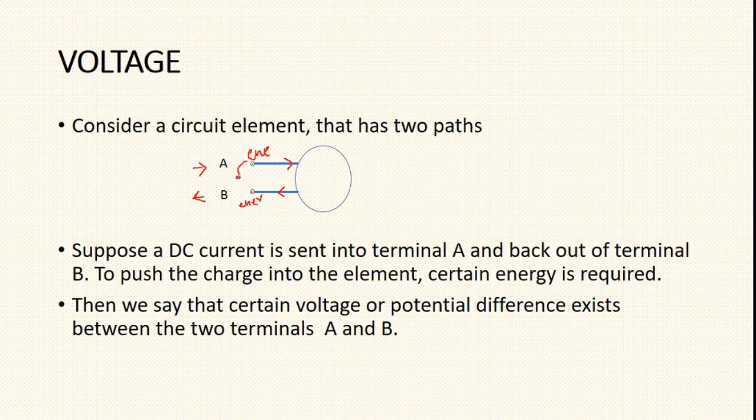The difference between the energy that exists between the terminals A and B is what we call the potential difference. So we always must have some energy to push a current into terminal A or to bring back a current from terminal B. We must possess some energy to do that particular task. When this task is done, we say that there exists a potential difference between the terminals A and B, and this is what we call the voltage at that particular point.